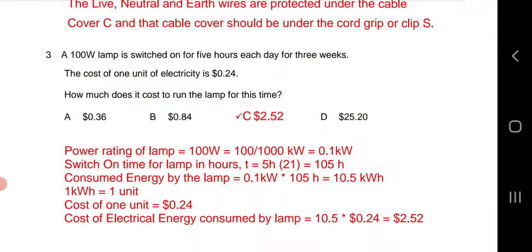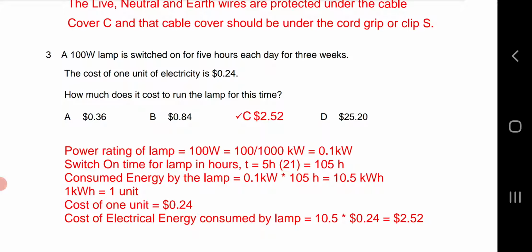Question number 3. A 100-watt lamp is switched on for 5 hours each day for 3 weeks. The cost of 1 unit of electricity is $0.24. How much does it cost to run the lamp for this time? The power rating of the lamp is 100 watt. Convert this 100 watt into kilowatt. So 100 over 1000 is equal to 0.1 kilowatt. Now the time should be in hours. So 5 hours in 21 days, because 3 weeks is equal to 21 days. So 5 hours times 21 days is equal to 105 hours.